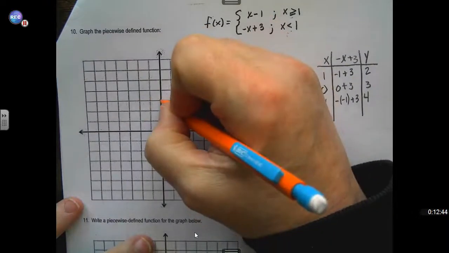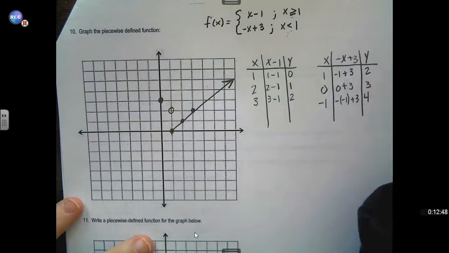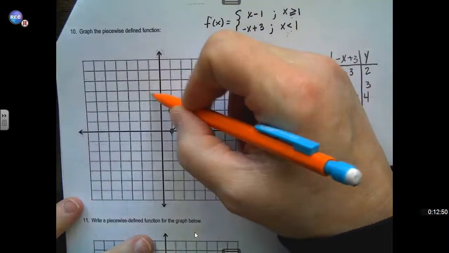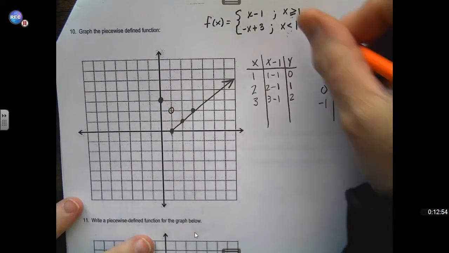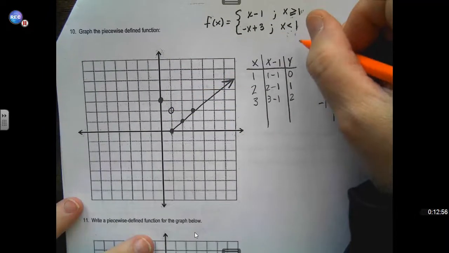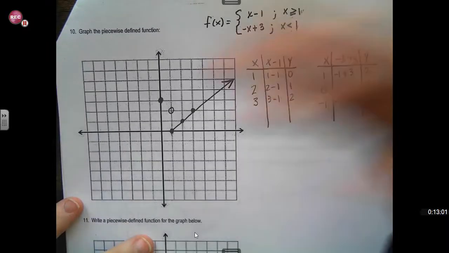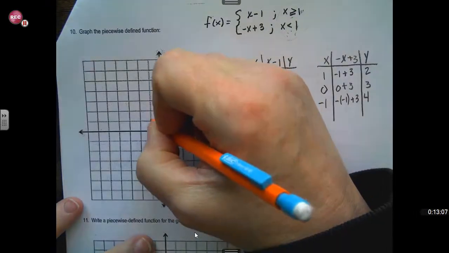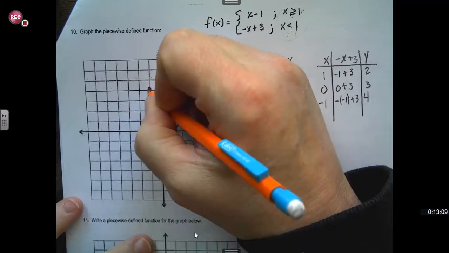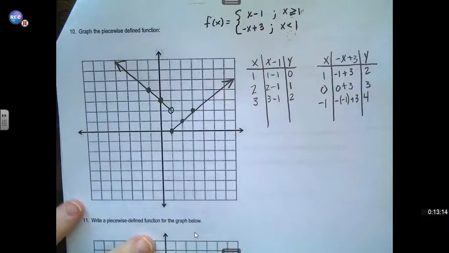0, 3, and some of you on the quiz over this lesson put an open circle all the way across, and that's incorrect. The only open circle is on the swing point, if it doesn't end up in the same place. And then -1, 1, 2, 3, 4. So this piecewise function looks like that.